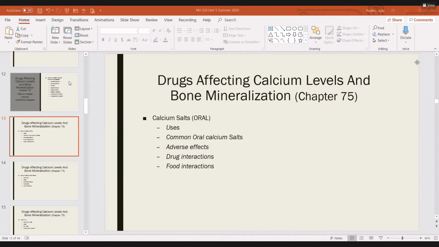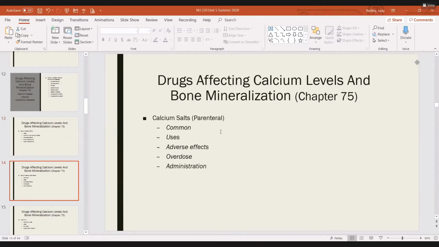When you look at parenteral types of calcium salts that are used to treat hypocalcemia, you're looking at calcium gluconate and calcium chloride. Those are two medications given IV to raise a calcium level. I'll say rapidly, not immediately.